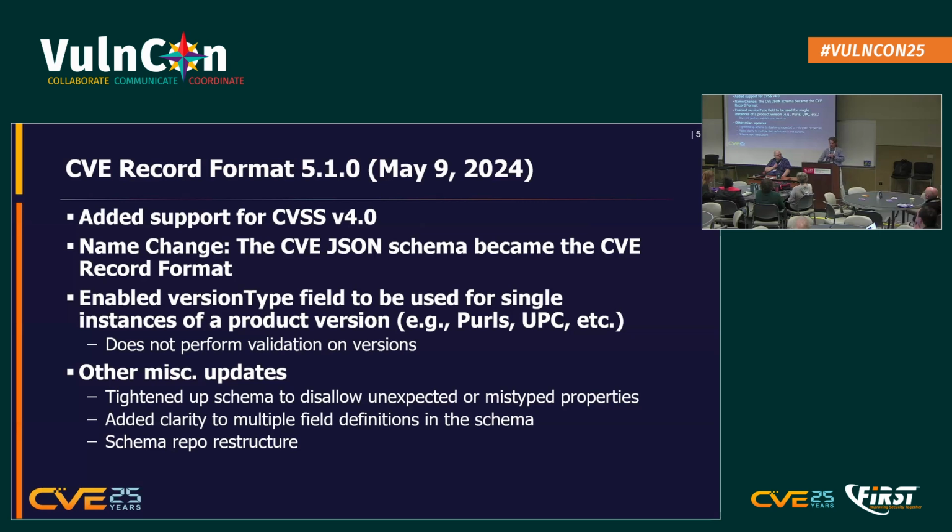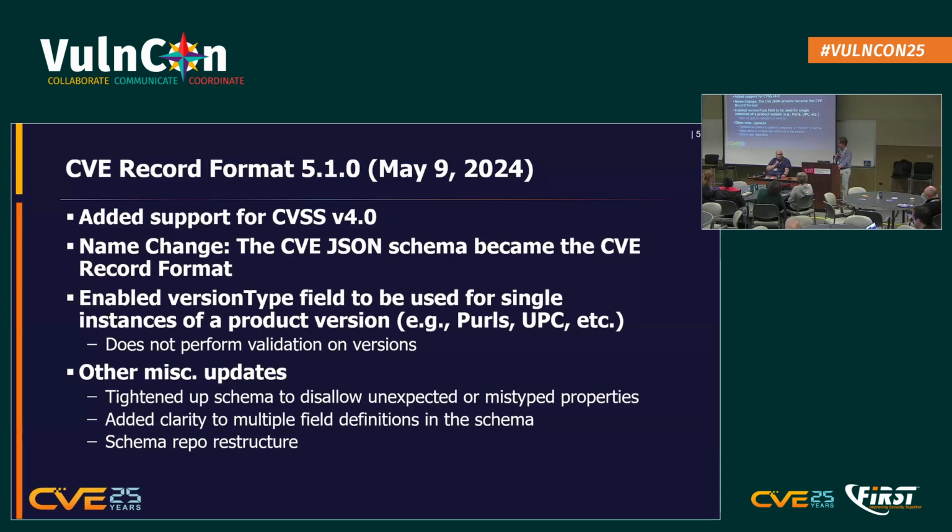Okay, so a little bit about what we've done in the recent past. May of 2024, we implemented the 5.1.0 version of the CVE record format. The big change with that was adding CVSS4. So I don't have stats on how many people are using it yet. We are. I know Microsoft, Red Hat, and some others are using it. So a lot of the big CNAs have started to use CVSS4. There was some pent up demand.